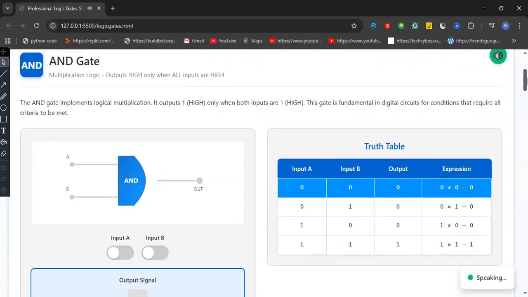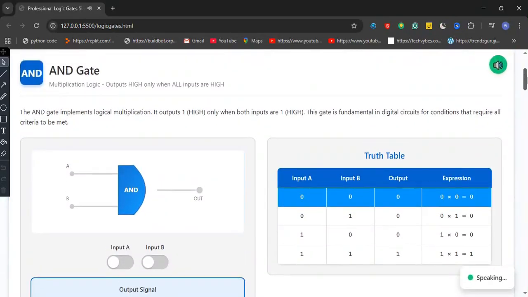AND gate. The AND gate is a fundamental digital logic gate that implements logical multiplication. It outputs high or 1 only when both of its inputs are high or 1. Think of it like two switches that must both be turned on for a light to turn on.